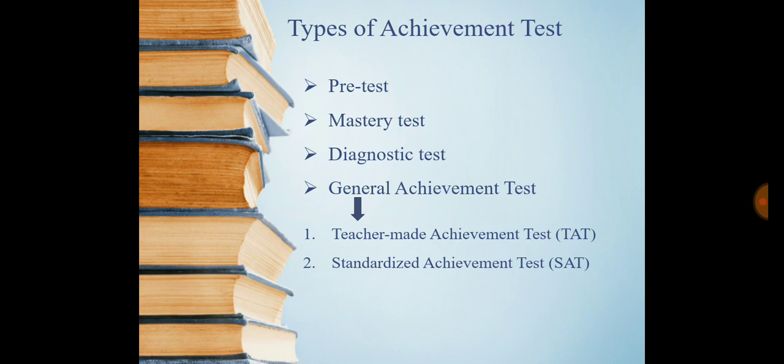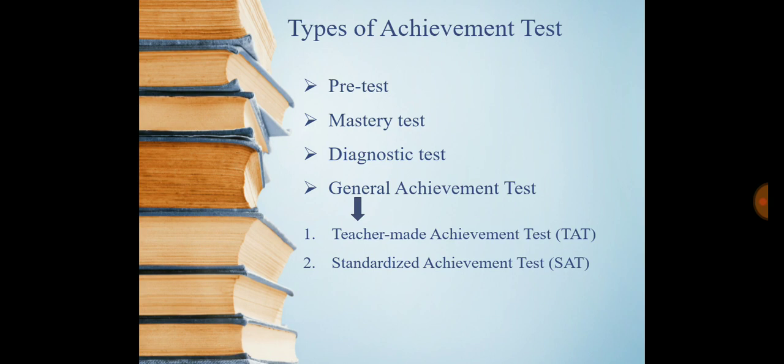The main purpose of these tests is to identify the weaknesses of the students with a view to find, suggest, or even adopt remedial measures. The fourth type, that is the general achievement tests, are used to evaluate the progress of students towards the attainment of objectives of the course.